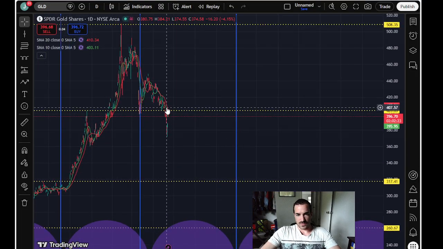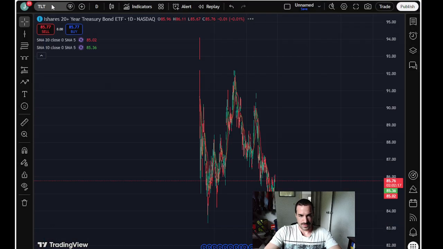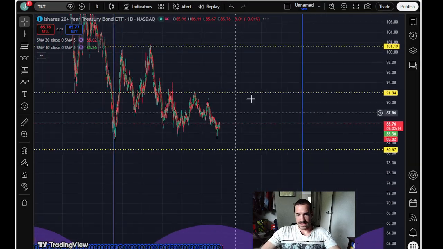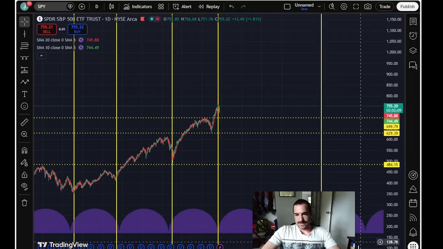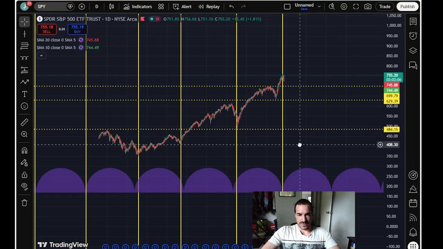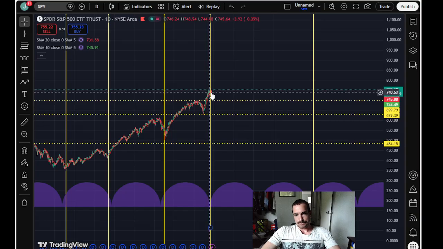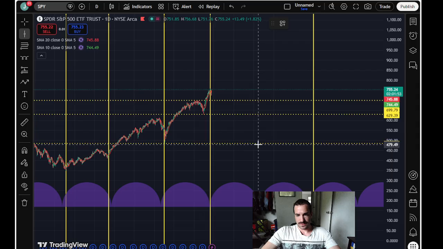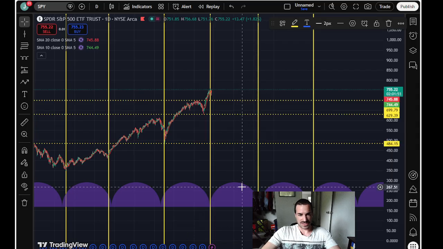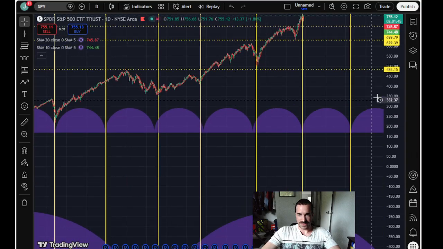This is GLD again, where we've determined a negative bias. And also with TLT, we've determined that there's a negative bias here, but for SPY, I would say it's inconclusive at the moment. But based on my experience of watching this for 10 plus years, it may put in a top right here and then go down the remainder of the circle, which would be August of 27. So this is a watch right here. We're not going to speculate what happens.